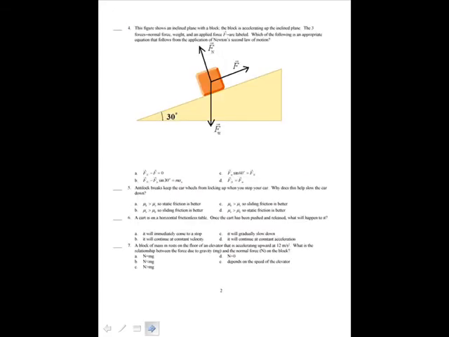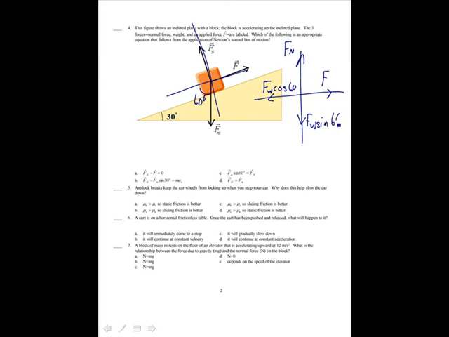This figure shows an inclined plane with a block, and the block is accelerating up the inclined plane. The three forces, which of the following is an equation? So let's just draw a vector diagram. This is the coordinate system. This angle is 60 degrees. So if I resolve the force weight vector, I have my normal force. This is the x component, Fw cosine of 60. And then this is Fw sine of 60.